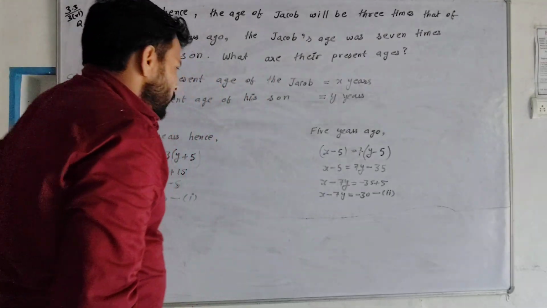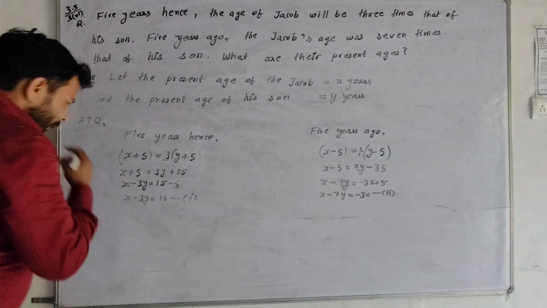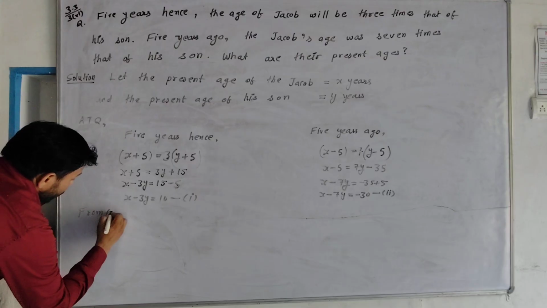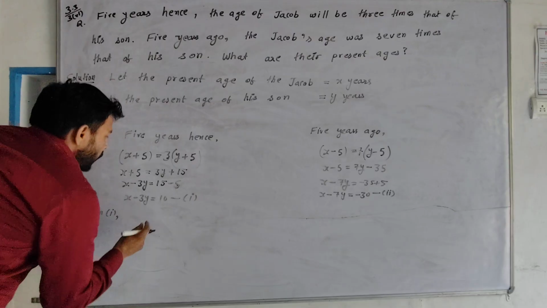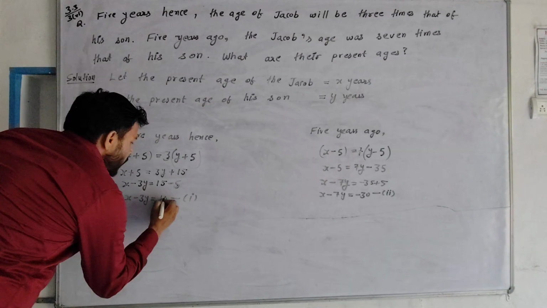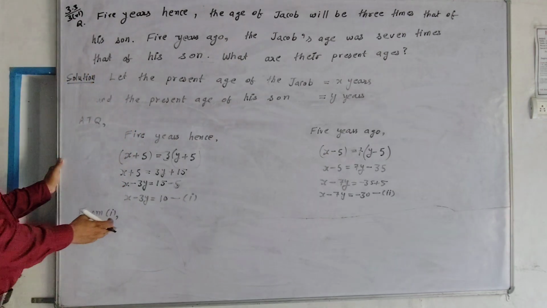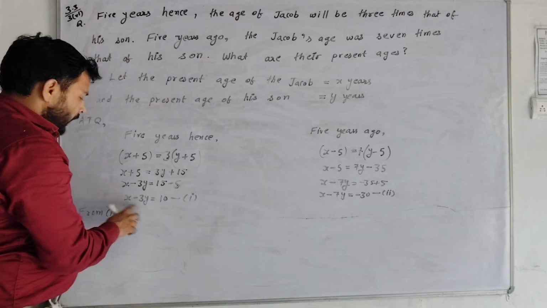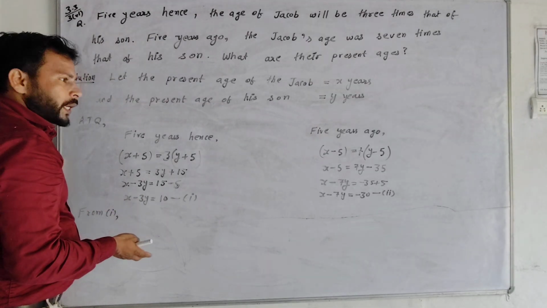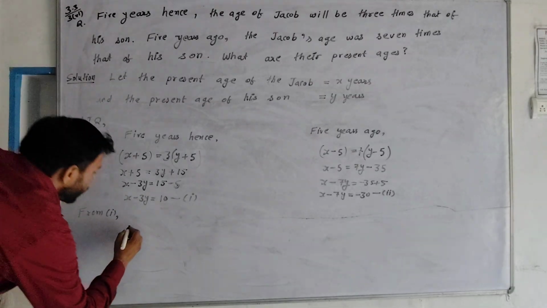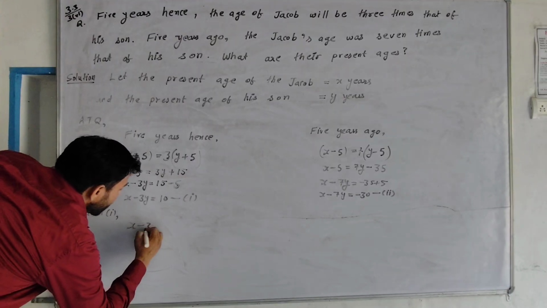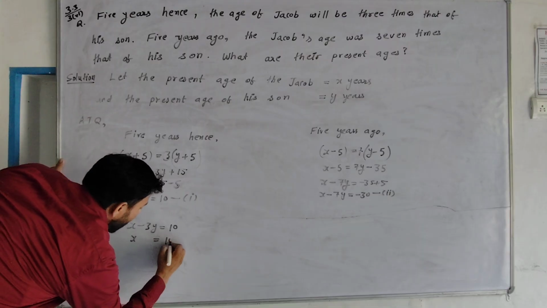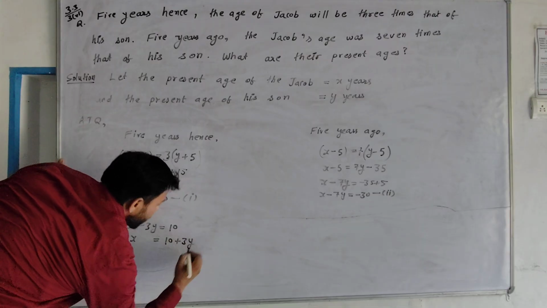Now solving these equations one by one. Now from 1 we finding the value of x. We can finding value of the y also. There is no effect on the solutions, we can find x and either y. Now we finding value of the x. x minus 3y equal to 10, x equal to 10 plus 3y.